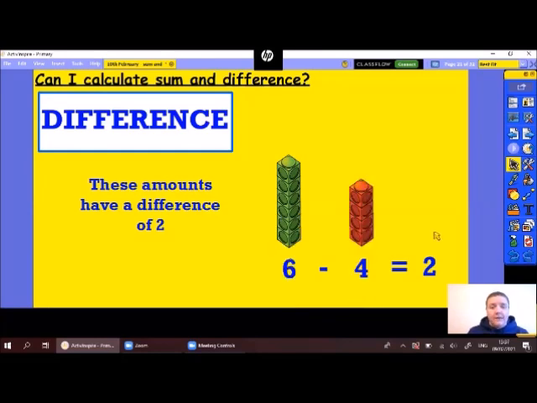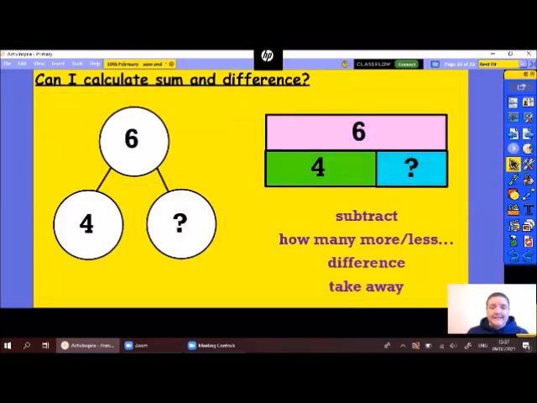You could also count up. You could count up from 4 to see how many more you need to make 6. But the answer's still going to be 2. And again, we can show this calculation using different representations. If we have a part-whole diagram, this time our whole amount is 6. Our biggest tower is 6. And our smaller tower was 4. And we need to know what we had to add to 4 to make 6. So we can do the inverse the other way around. 6 take away 4 would be 2.